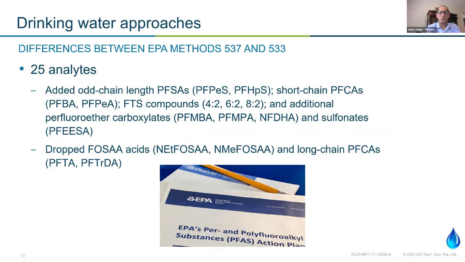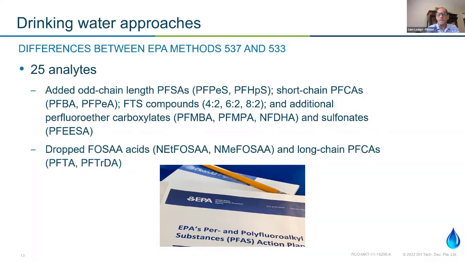But getting directly into 537 and 533, these differ by about 1 year of official release, but in reality, 537 was an older method. It was released in 2008 in support of the UCMR3 study on drinking water in the United States, and was revised in 2018 with a slight change of the mobile phase, or more so in the analytes and the solid phase extraction sorbent required. But then in 2019, when 533 was promulgated, the changes were much more significant. There was a change from 18 analytes in 537.1 to 25 analytes in 533. And this included removing 4 analytes from the 537.1 panel, and these were generally the long chain analytes.